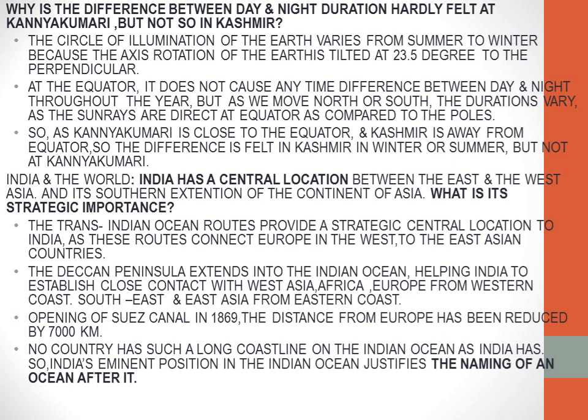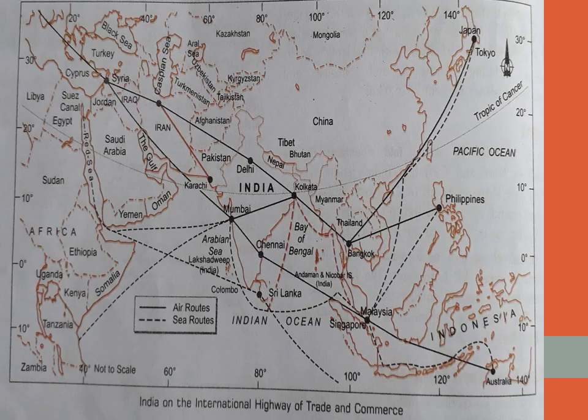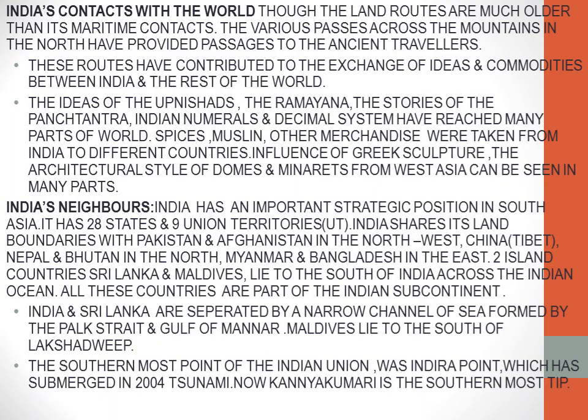Now after the opening of the Suez Canal in 1869, the distance from Europe has been reduced by 7,000 kilometers. And as no other country has such a long coastline, India has an eminent position in the Indian Ocean, and that is why the ocean is named after it. Now there is a map. It shows the trade and commerce of India through air routes and sea routes. They are being mentioned, so you just draw them in your notebooks.